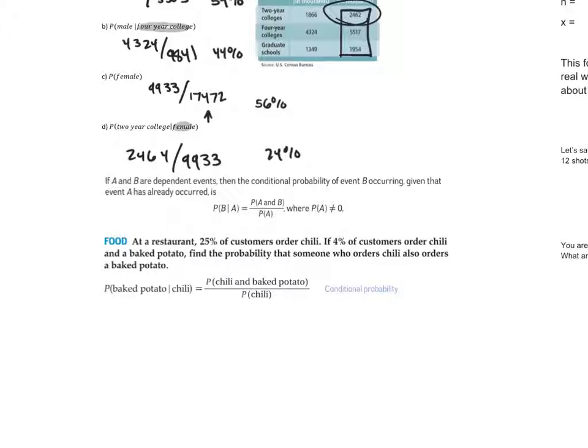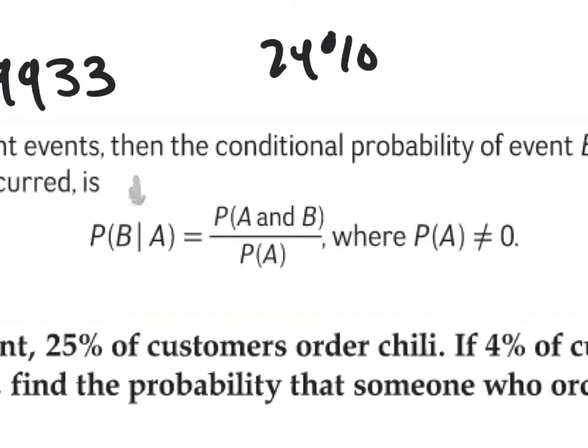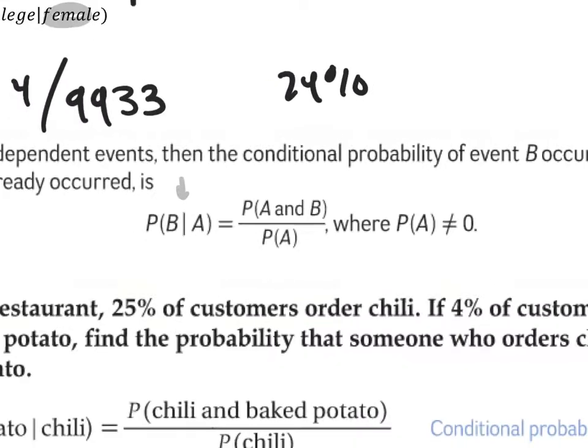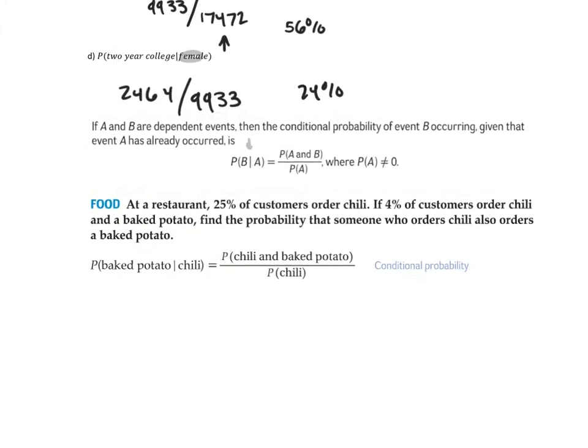Now, you won't always have a chart. Sometimes you'll just be given probabilities, and this is going to be the formula to help us determine. If A and B are dependent events, and remember that dependent means one impacts the other, then the conditional probability of event B occurring, given that A has already occurred, is this right here. You'll see that same line, which is the conditional probability sign. We're going to need the probability that A and B happened, and then divide that by the probability of A.